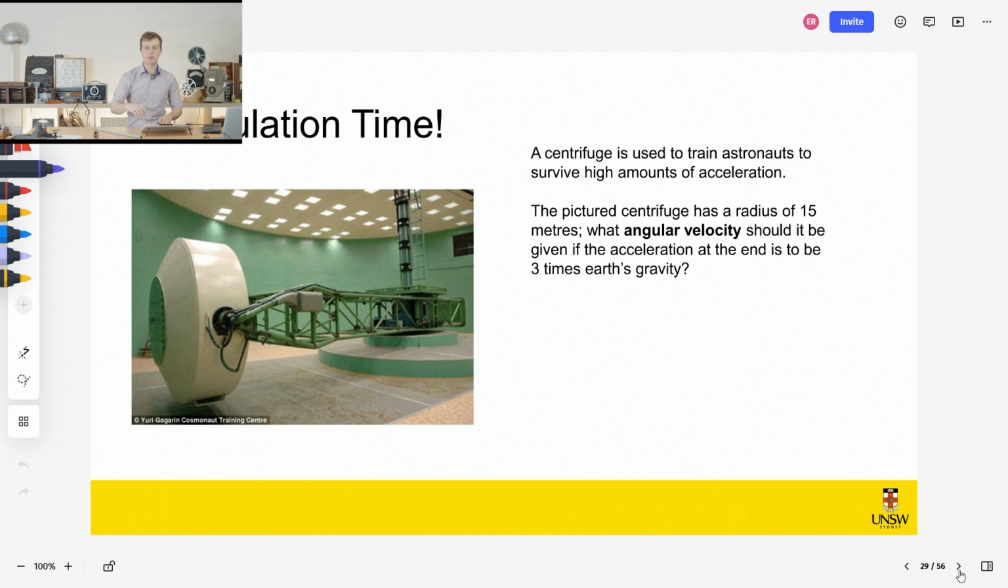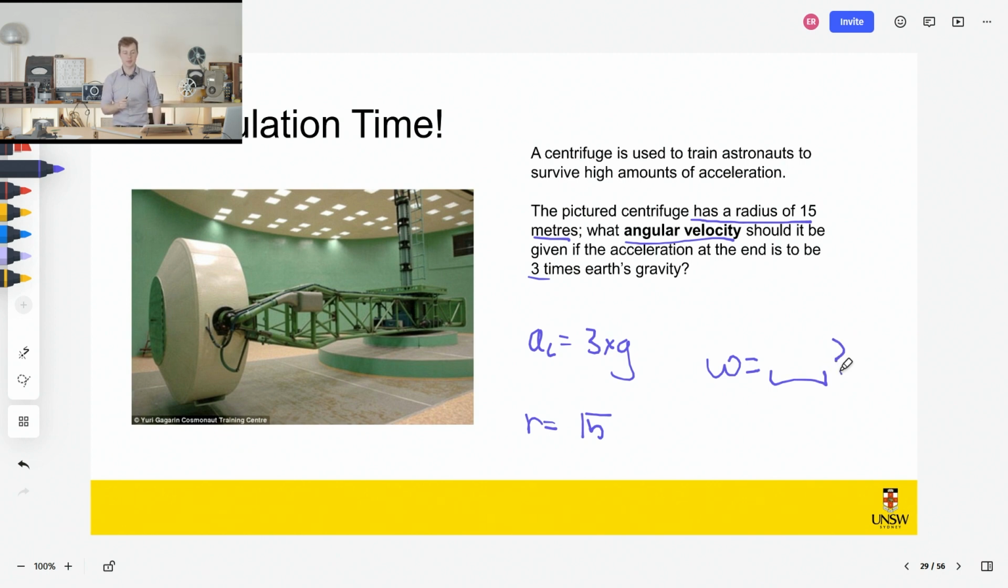So let's try an example before we move on to forces, which is the dynamical side. A centrifuge is used to train astronauts to survive high amounts of acceleration. We have a centrifuge here with a radius of 15 meters. At what angular velocity should it be given if we want the acceleration to be 3 times Earth's gravity? So what we're looking for is AC is equal to 3 times g, and we have r equals 15, and we have omega equals something. We're looking for the angular velocity. We're not looking for the linear velocity.